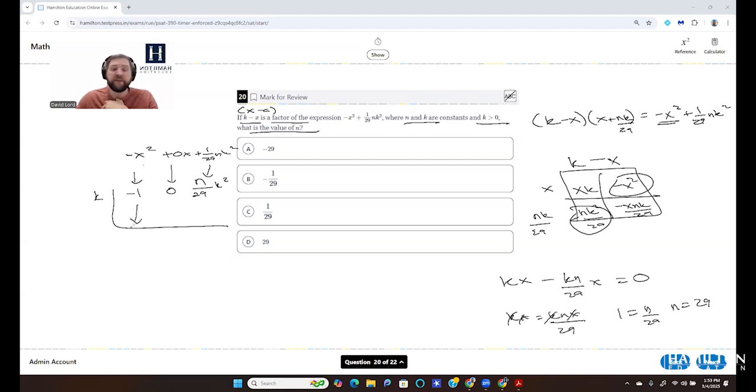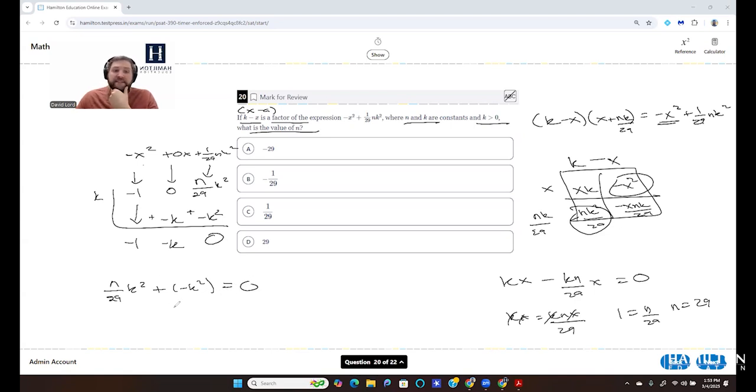So we bring the first number down, and then that's negative 1 times k, which is negative k. Add these together, which is negative k. Multiply them together, you get negative k squared. And normally you would add these two together. So that's going to be n over 29 k squared plus negative k squared. But because it's a factor, it must equal 0.